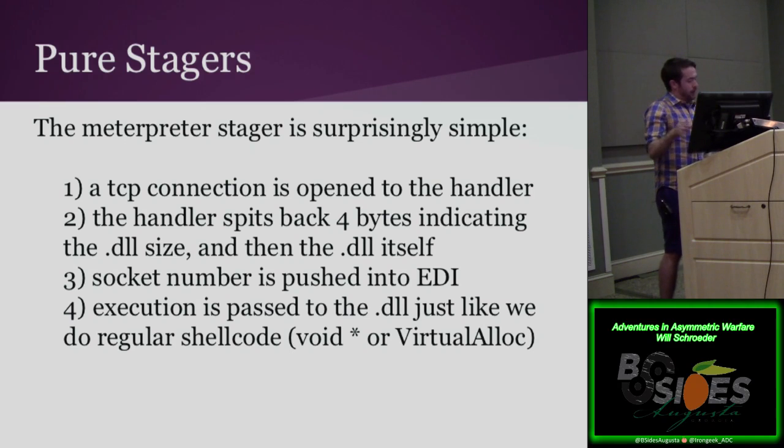On the client side, the socket number that it connected back on is pushed into EDI, and the reason it does this is so you don't have to open up a separate control channel back. It can just use that existing socket. So it pushes that into EDI so the interpreter can actually pop that out. Execution is passed to the DLL, just like you would with regular shellcode, either using void pointer casting or that VirtualAlloc pattern I talked about. And then the interpreter uses that existing socket connection, starts its SSL negotiation and all that, and then it just goes down.